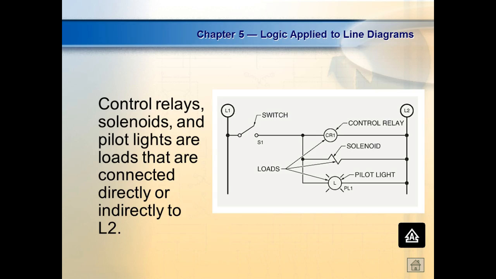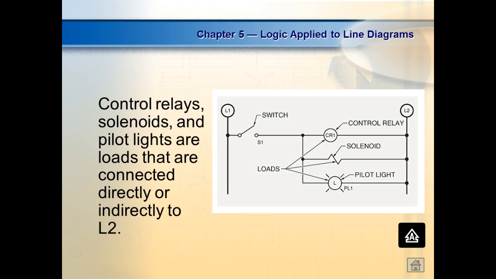So control relay, solenoid, pilot lights are loads that are connected directly to L2. So all your loads except for magnetic motor starters are connected directly to L2. So there should be nothing over here unless it's a load. Unless it's a magnetic motor starter, right? So 1 load per line.